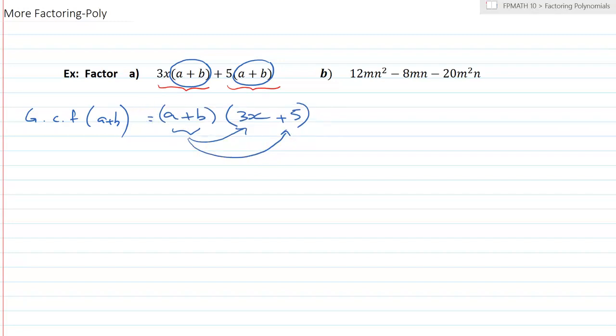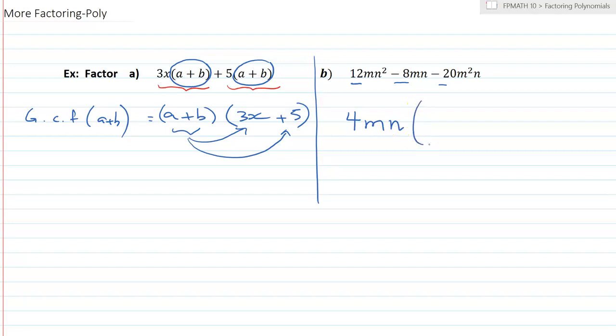All right, example b. We have this trinomial. What is the GCF? Let's deal with the numbers first. We have 12 minus 8 minus 20. So in all of these cases, you notice that 4 is the number for the coefficient for the GCF. Okay, and now between m and m squared, m is the GCF that goes into all of them, and then between n and n squared, n is the GCF.